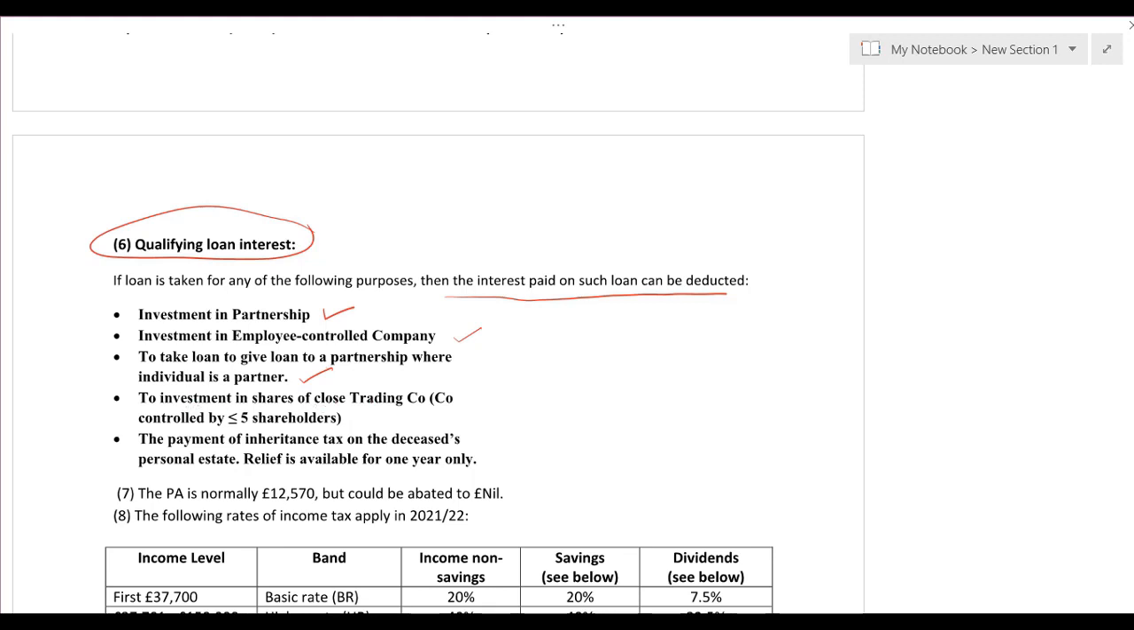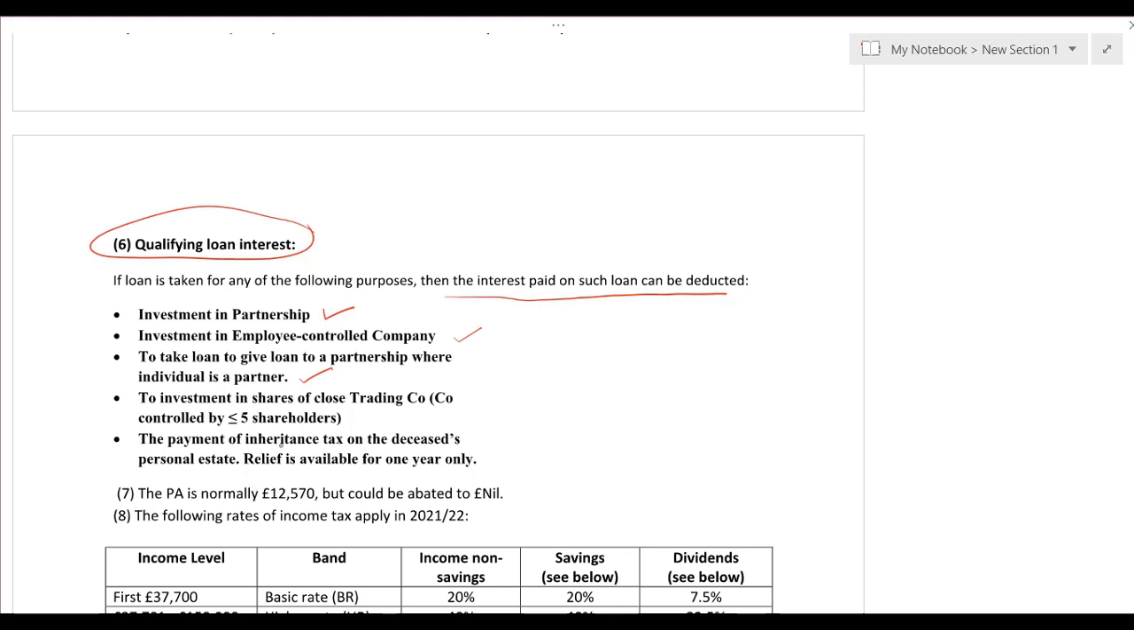To invest in shares of a close trading company. A close company is a company where the control lies with five or fewer shareholders. If someone takes a loan to invest in the shares of a close company, it is also a qualifying purpose. And the last one is the payment of inheritance tax on a deceased person's estate. Relief is available for 1 year only.